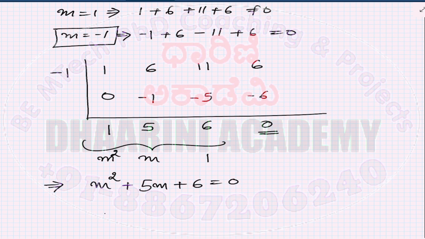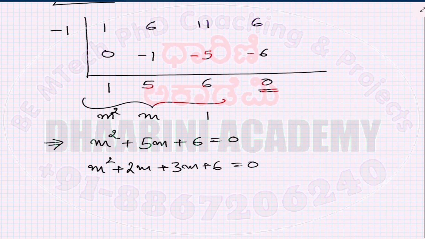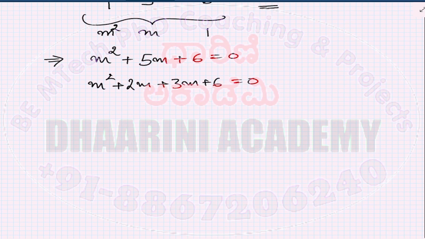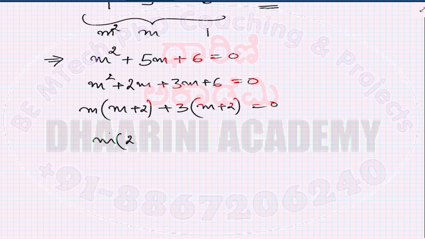Okay, now this can be solved. m square plus 2m plus 3m plus 6 equal to 0. This is easy to factorize. So what I'm going to do here is take m outside, this is m plus 2. Second term, I'll take 3 outside. Once again, you have m plus 2 left over. Now you can see m plus 2 is common. If you take m plus 2 outside, what remains is m plus 3 equal to 0.